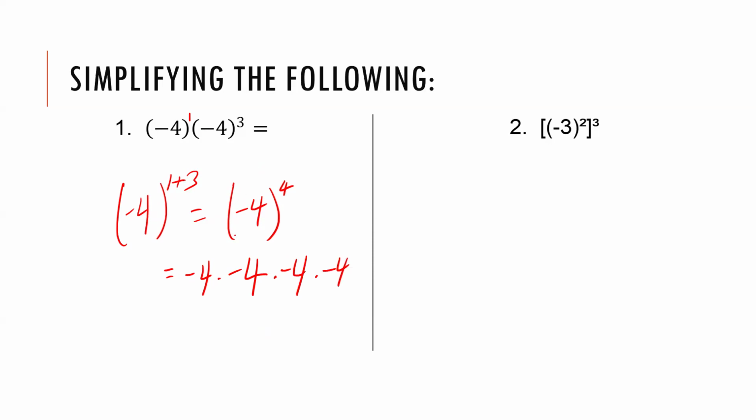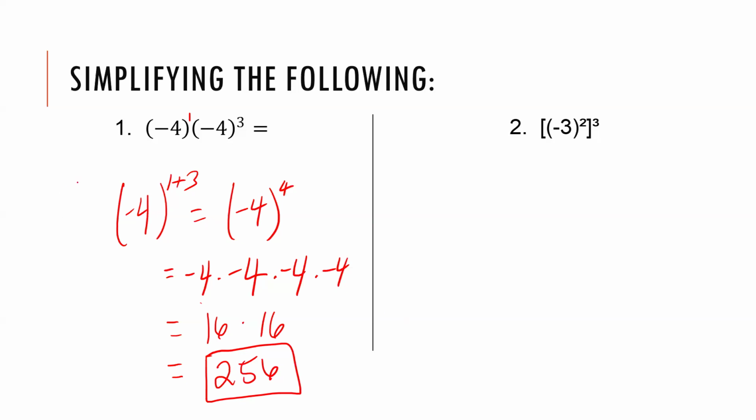-4 to the 4th power means I'm multiplying -4 times -4 times -4 times -4. Okay, when you multiply, you have to multiply two numbers at a time. -4 times -4 is going to give us 16. -4 times -4 is going to give us 16. 16 times 16 is 256. All right, questions on number 1? No? All right, number 2.